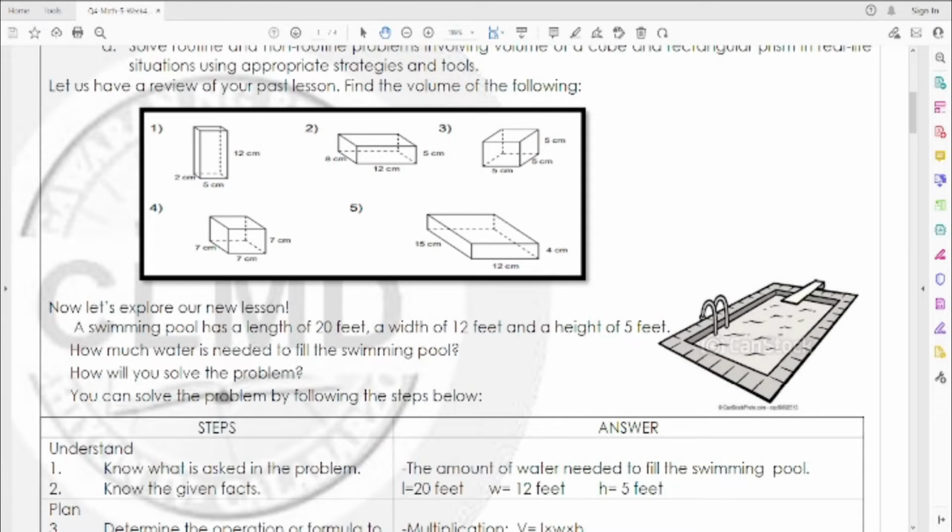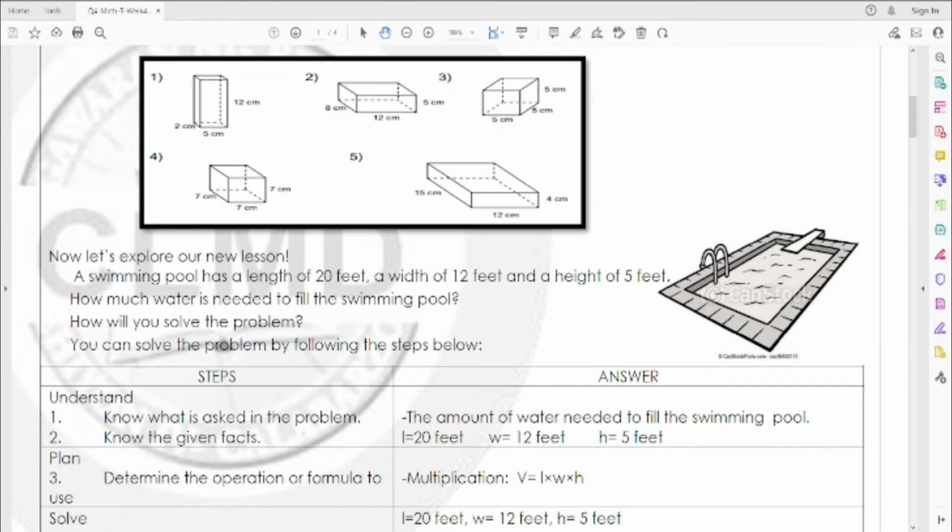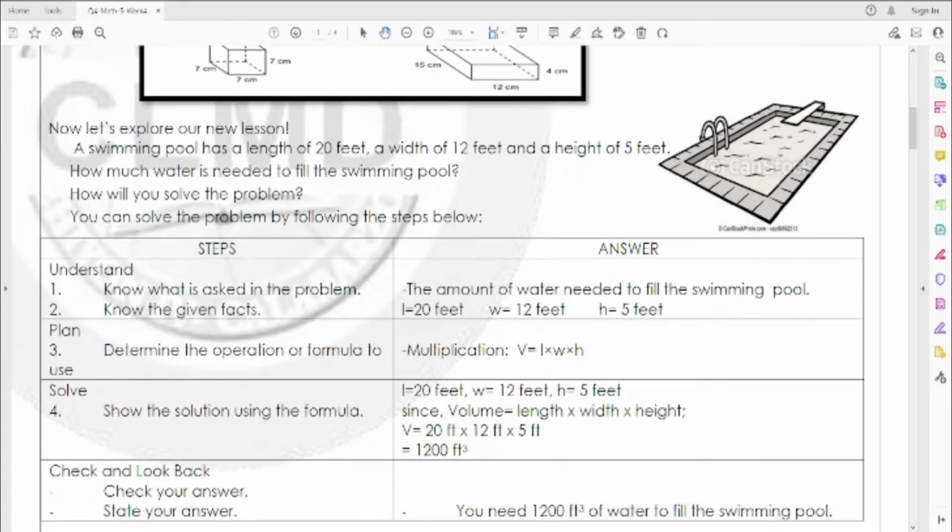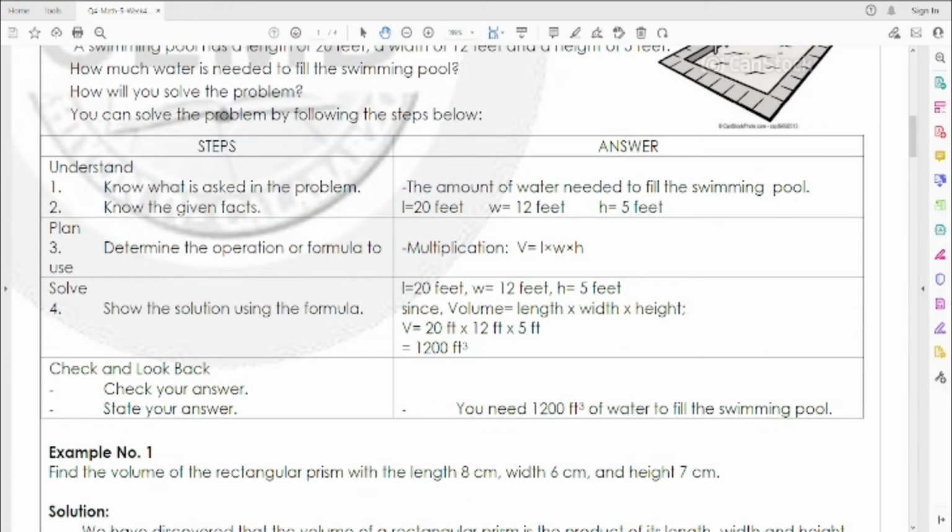Now let us explore our new lesson. A swimming pool has a length of 20 feet, a width of 12 feet, and a height of 5 feet, as you can see in this illustration. How much water is needed to fill the swimming pool? How will you solve the problem? You can solve the problem by following the steps below. So this is for routine.